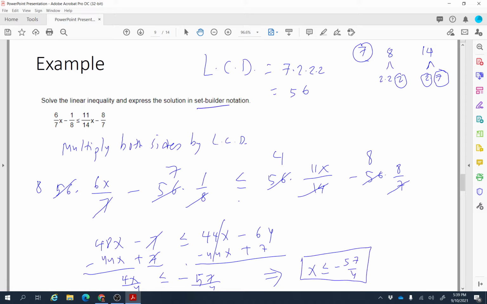But we need to express this answer in set builder notation. So we can write it down like this. The answer is all x such that x is less than or equal to negative 57 over 4. Okay, so that is how we write it.